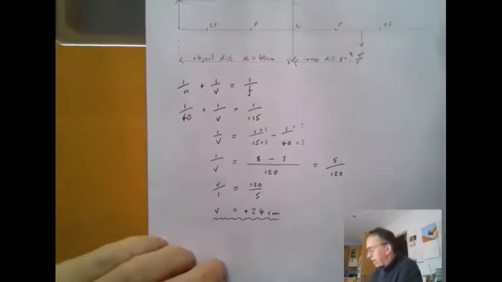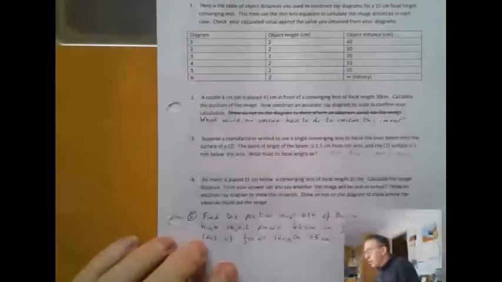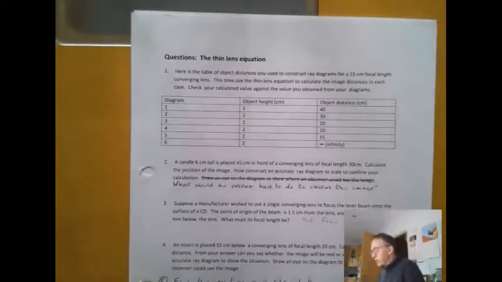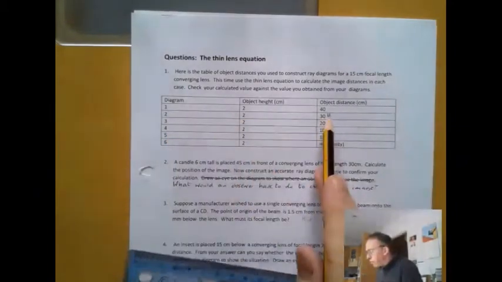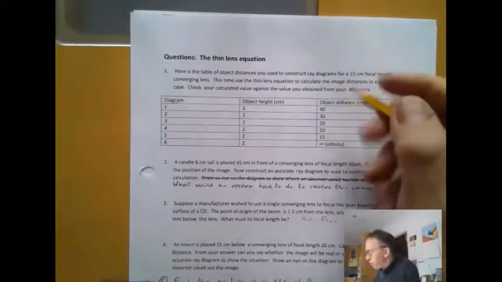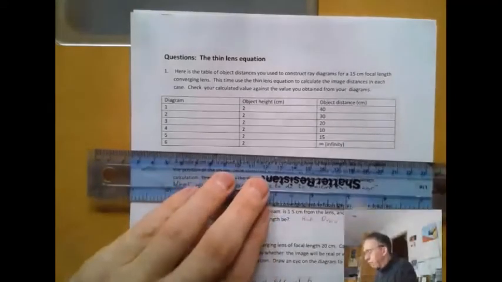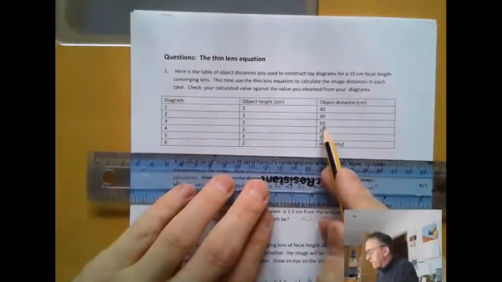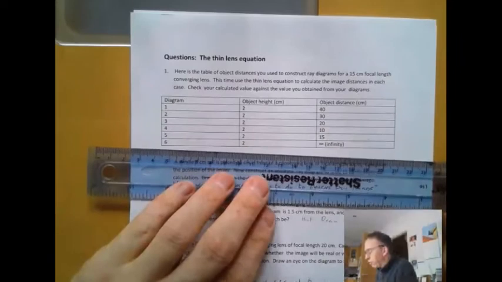Now we can carry on and do the same thing for the rest of the exercise. So for diagram one, the object distance was 40. For diagram two, the object distance was 30 centimeters, which is to say the object is at 2F. Then it was at 20 centimeters, which is between F and 2F. Then it was at 10 centimeters, which is inside the focal length.